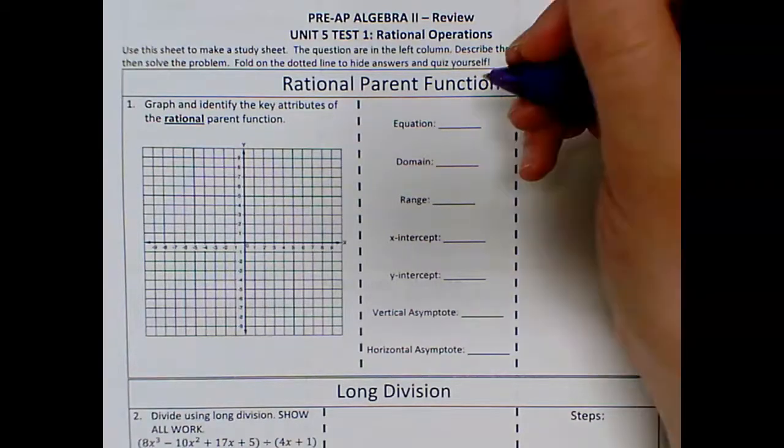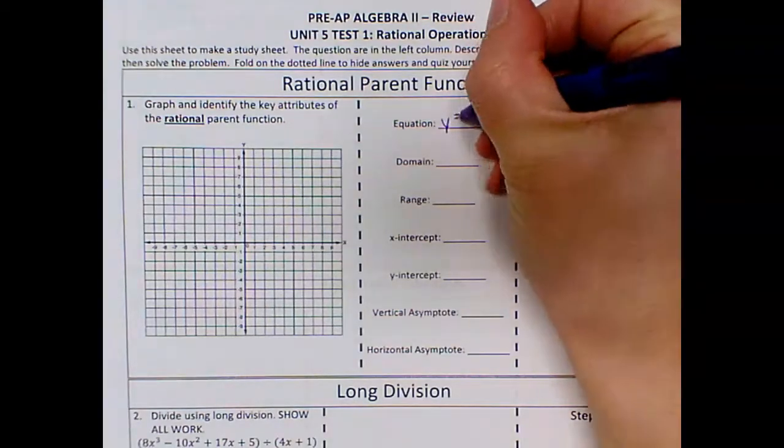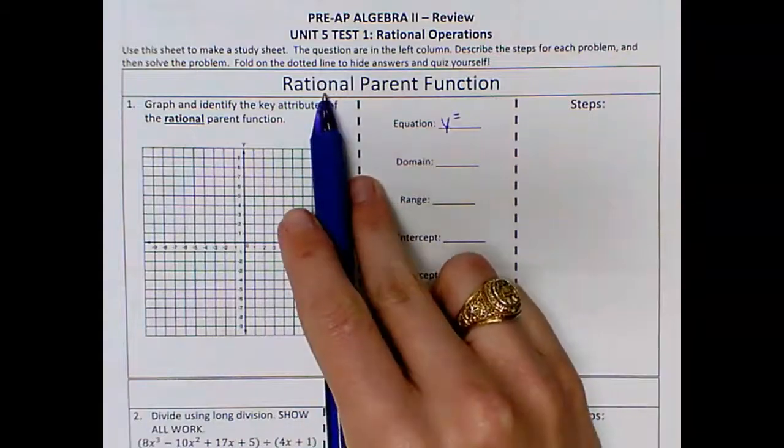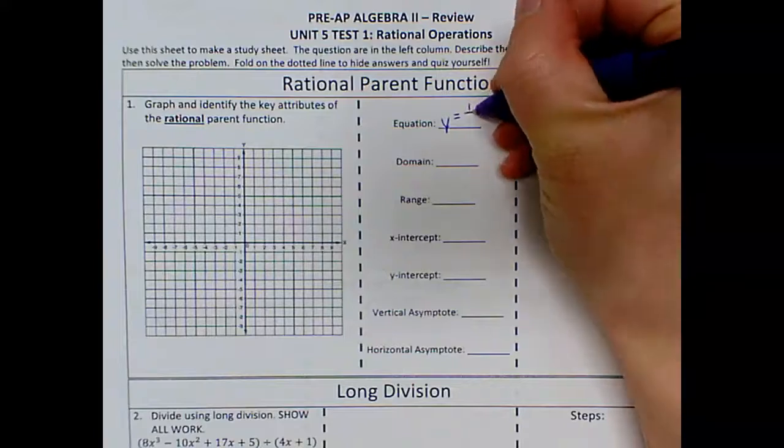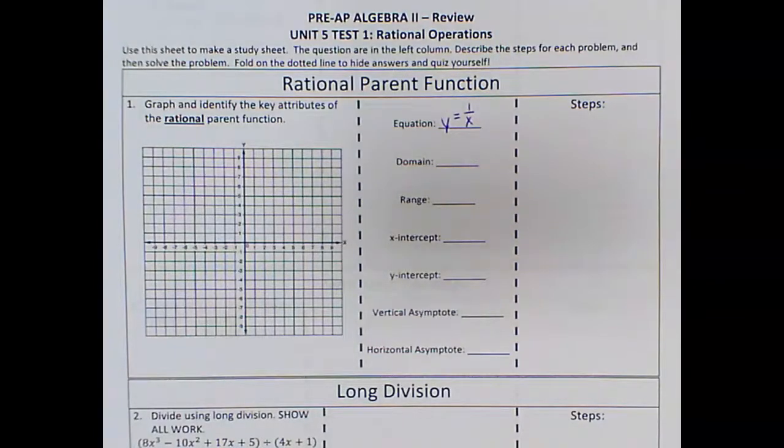So in order to be able to do that, you need the equation. The root word of rational is ratio, and a ratio is a fraction, and the simplest equation with x and y and a fraction would be y equals 1 over x. You might be thinking, why do we not put x on top and make it y equals x over 1? But that would just be y equals x, and that's the linear parent function. That's already taken. So the rational parent function is y equals 1 over x.